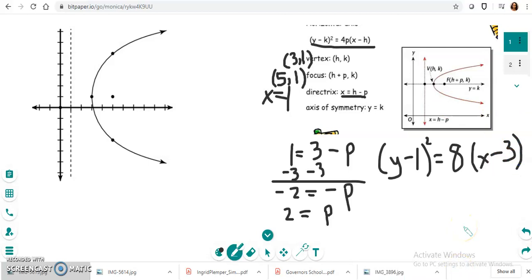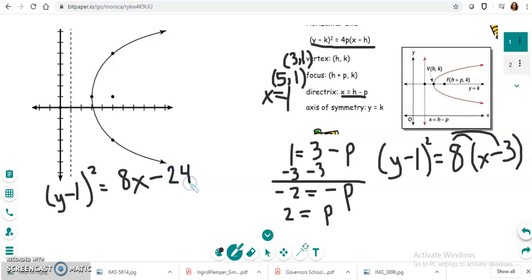I can leave it in that form, or I can put it in standard form. Let's go ahead and solve for x, as another way of looking at it. If I solve for x, I'm going to multiply this 8 through first. I'm going to come over here because I'm running out of space. And I get y minus 1 squared is equal to 8x minus 24. I'm going to add 24 to both sides.